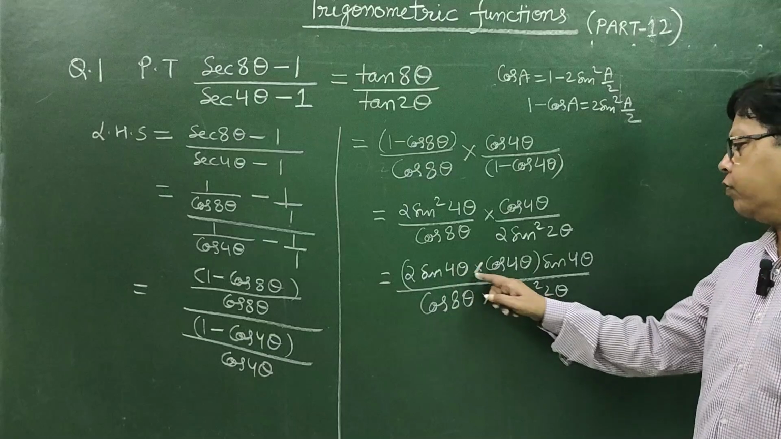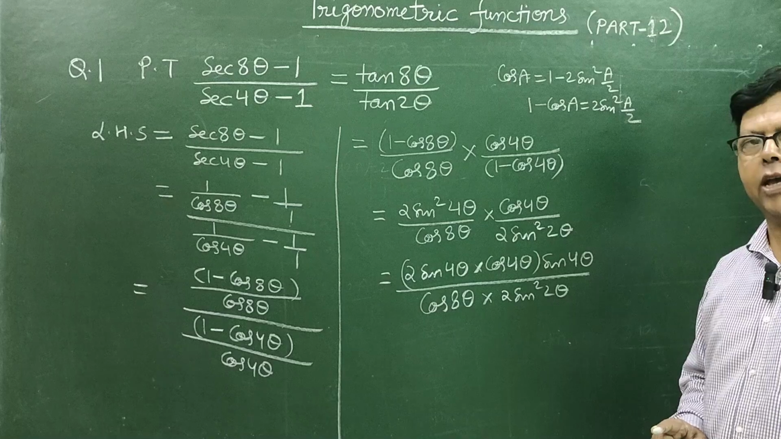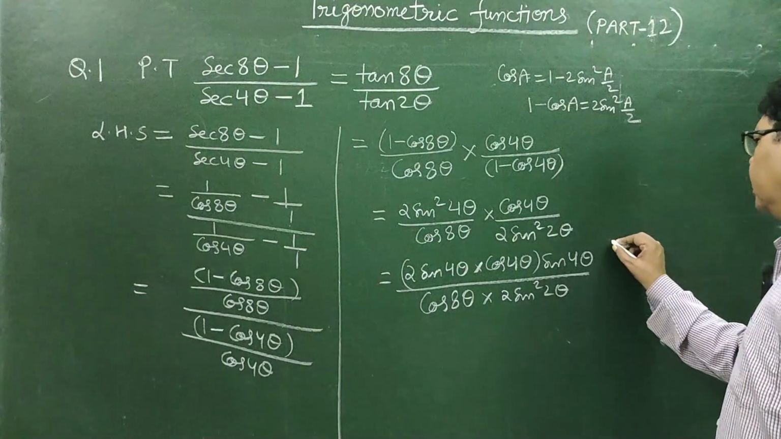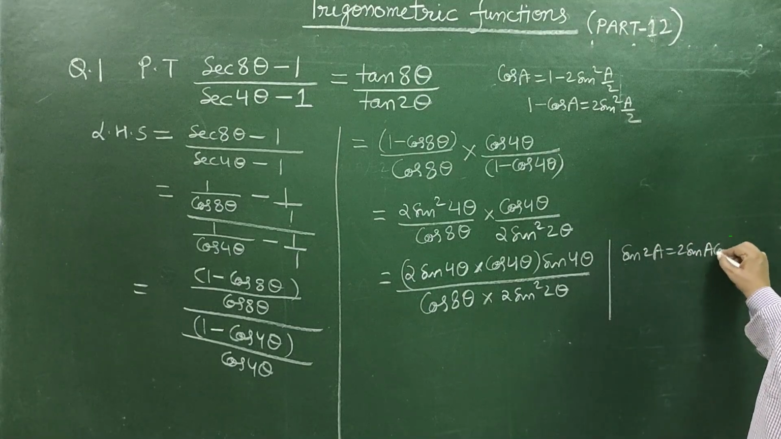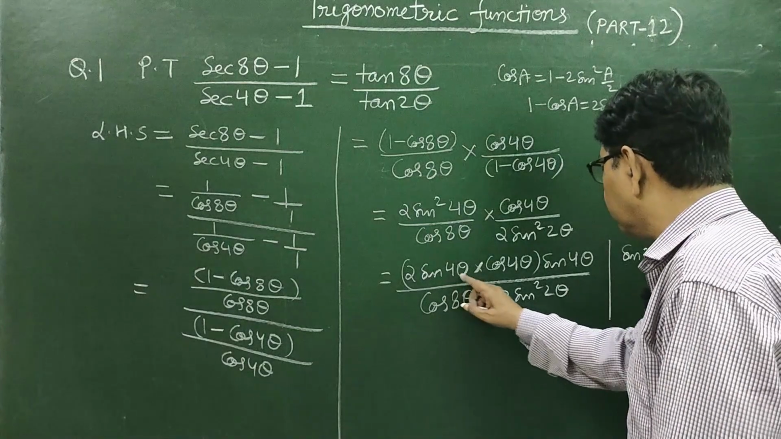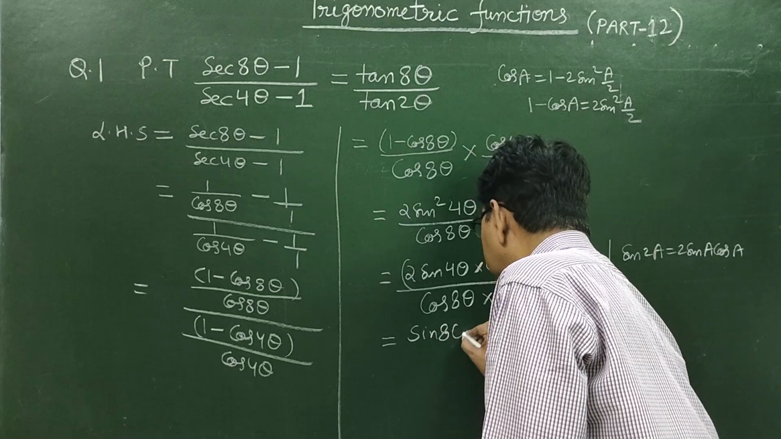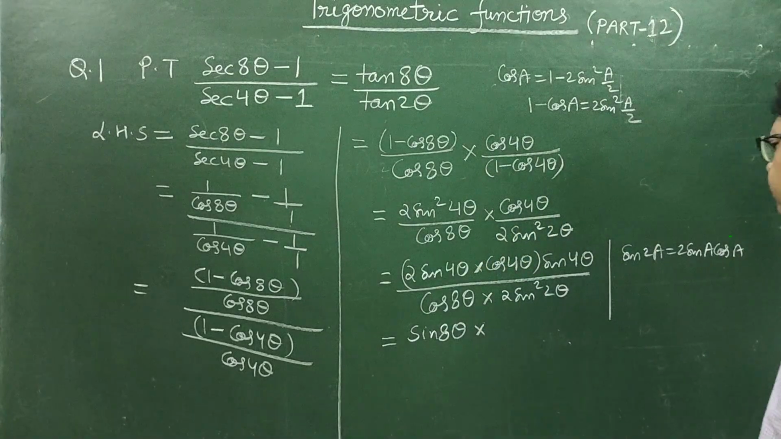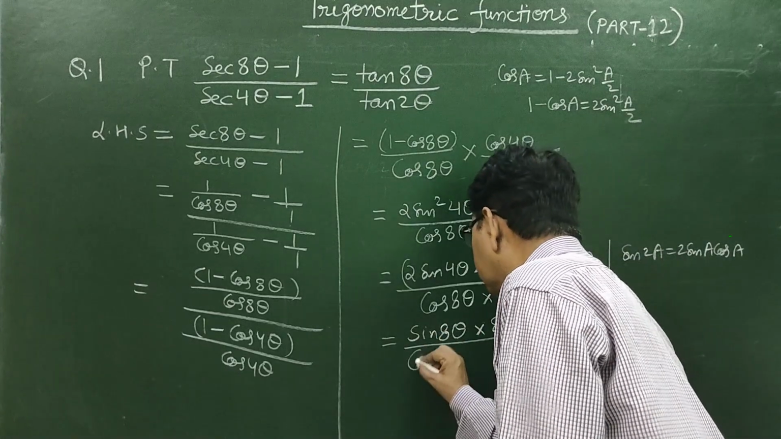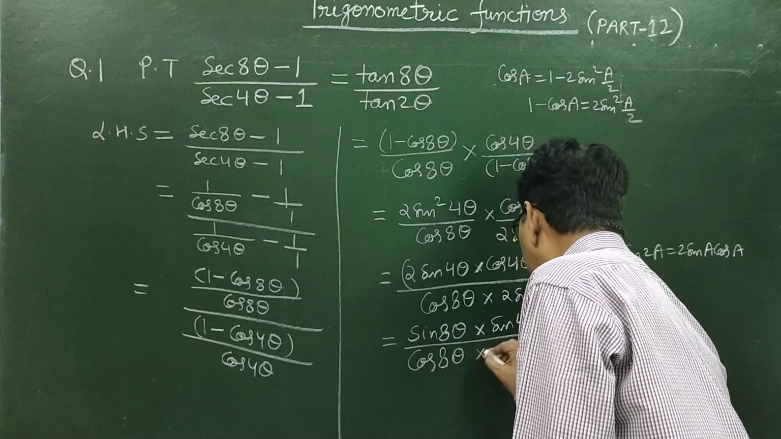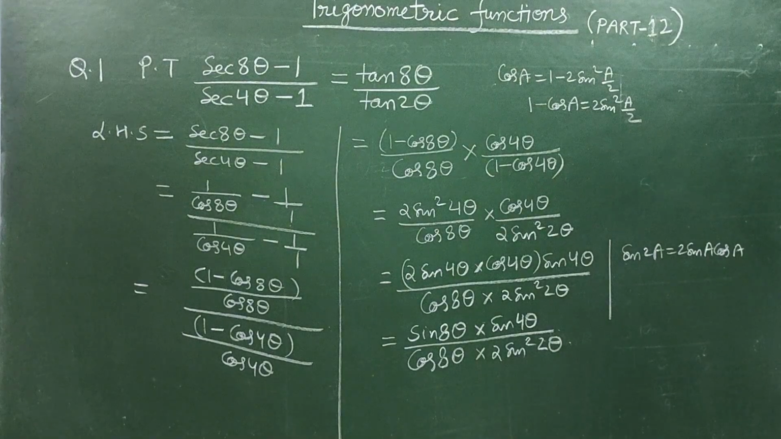Now 2 sin 4θ cos 4θ. You know sin 2A is equal to 2 sin A cos A. Using the formula sin 2A is equal to 2 sin A cos A, we can write this 2 sin 4θ cos 4θ is equal to sin 8θ into sin 4θ upon cos 8θ into 2 sin square 2θ.